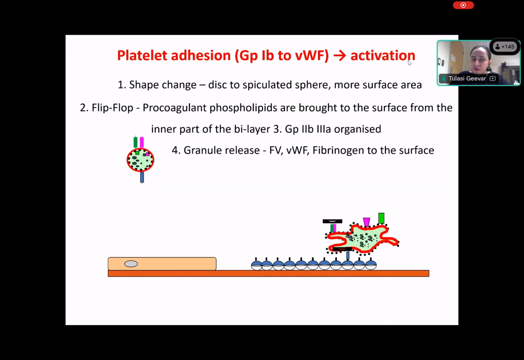The second is a flip-flop mechanism, where the anionic or the most procoagulant phospholipids, which are normally seen on the inner surface and not exposed, are now brought to the outer surface of the platelet. That is the flip-flop mechanism. The third important step is activation of the 2B3A receptor, which is important for platelet aggregation. So once the platelet gets activated, it is rich in alpha and delta granules and also some coagulation factors like factor 5, von Willebrand factor, fibrinogen. These are all exposed, thereby aiding in more platelet aggregation and activation.